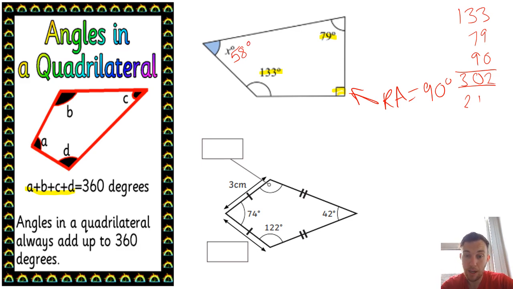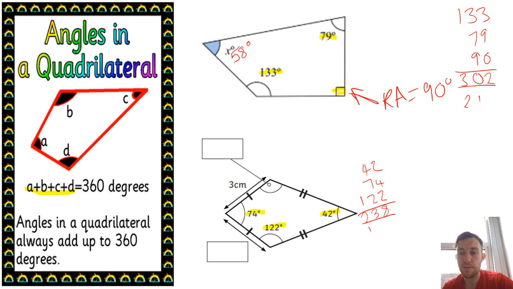Okay, then finally I've got my kite shape here. I know that I've got 122 degrees, I have got 74 degrees, I have got 42 degrees, and then I've got a missing one here. Just like the other question, I'm going to use my column addition. So 42, 74, and 122. 2 add 2 is 4, plus the 4 is 8. 7 add 2 is 9, plus the 4 is 13, and 1 add 1 is 2.